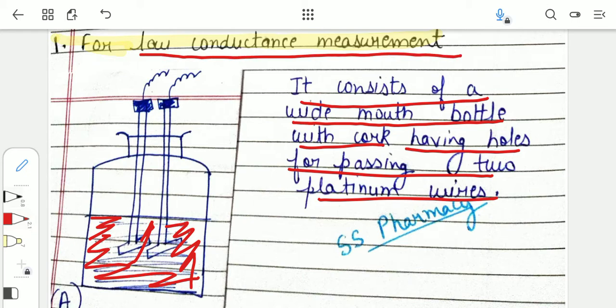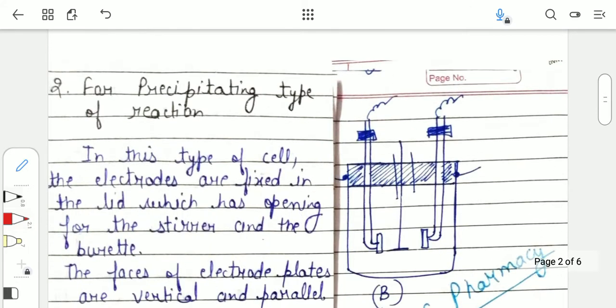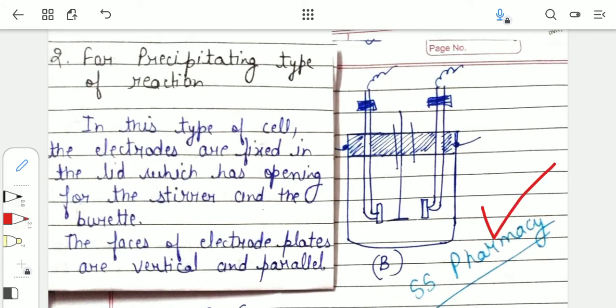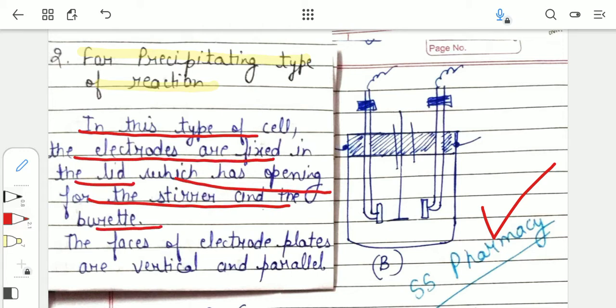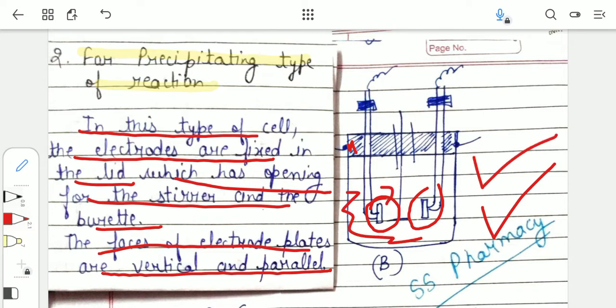So now let us see the second type of conductivity cell. This type of cell is used for precipitating type of reactions. In this type of cell the electrodes are fixed in the lid, which has openings for the stirrer and the burette. The faces of the electrode plates are vertical and parallel to each other, and the solution is placed in this cell. This type of arrangement is used for precipitating type of reactions.